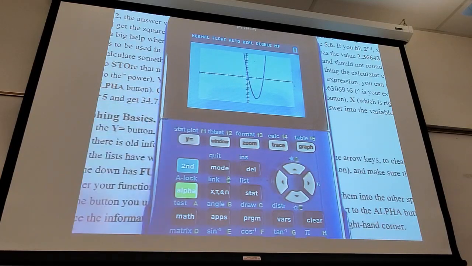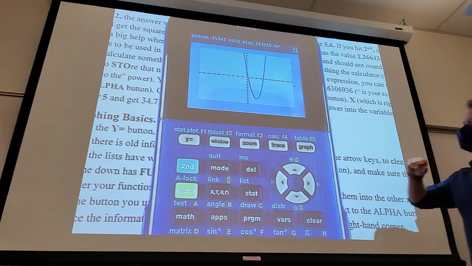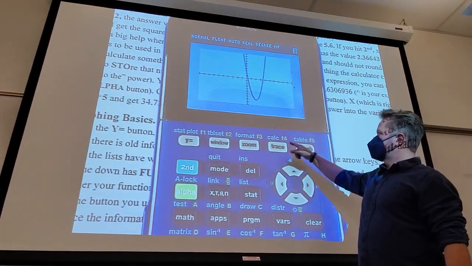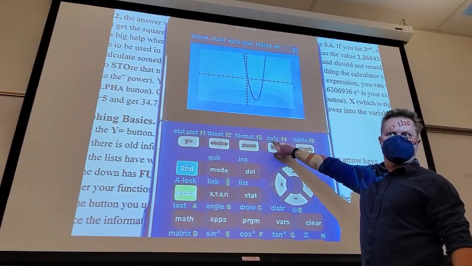Make another Y but equals 0? No, oh, I like it though. Everything on the top row is about graphing. So now I want to calculate something.